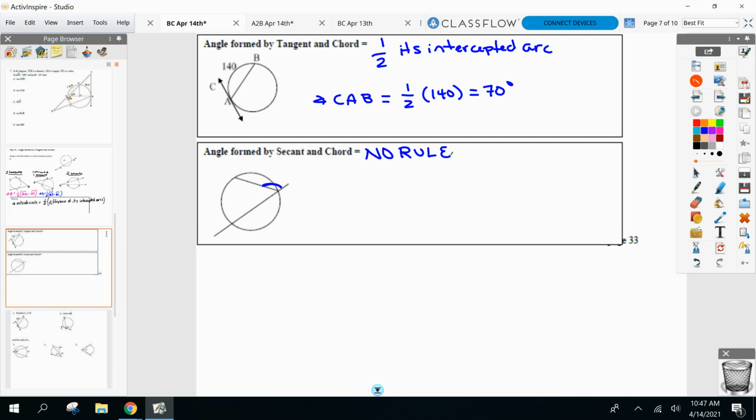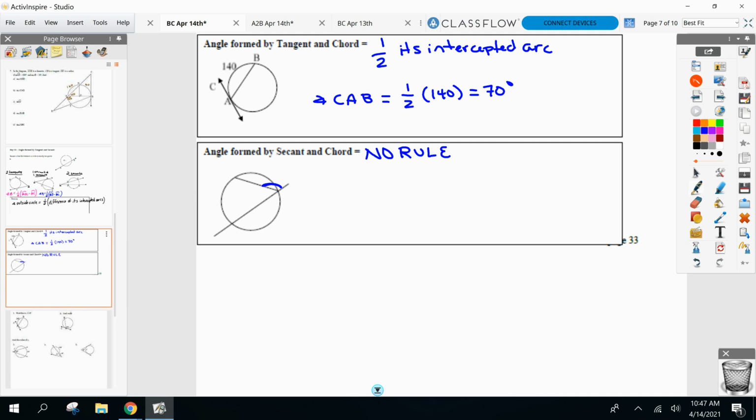There's no rule. It's not like you take half the arc. It's not like you add this and take half of that. Nope, there's no rule. But I'm still going to have you find it. And you're not going to use the excuse there is no rule. You know how to find that angle. Look at the diagram for me. You tell me how to get to that angle. Sure, you're not going to take half the arc, but you can still get to that angle.